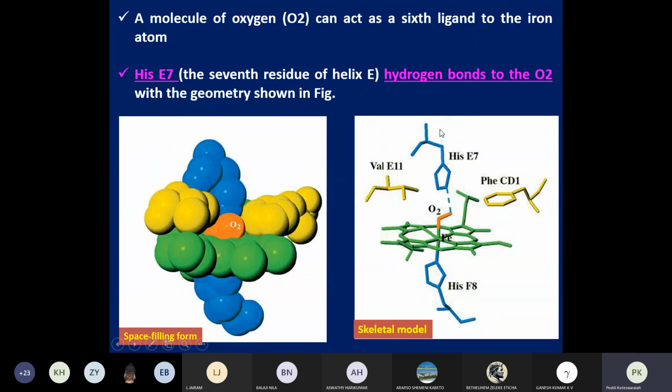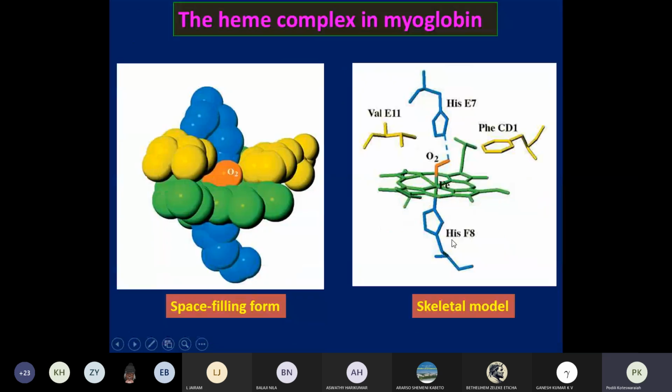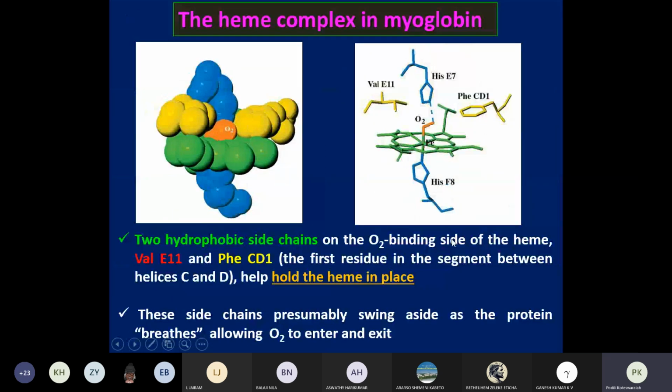Here in myoglobin, the heme pocket is wedged between two helices, that is E7 and F8. You can see here these two histidines are present. One is a proximal histidine, another one is a distal histidine. The distal histidine is also bonded to the oxygen by hydrogen bonds, and these two helices keep the heme pocket in the correct position in the structure of myoglobin.